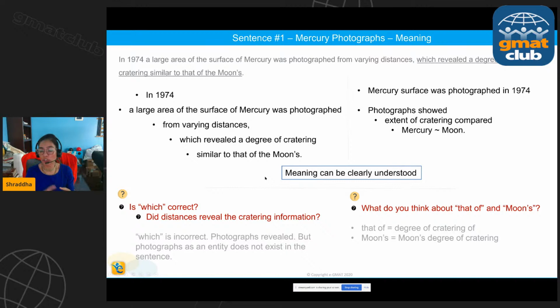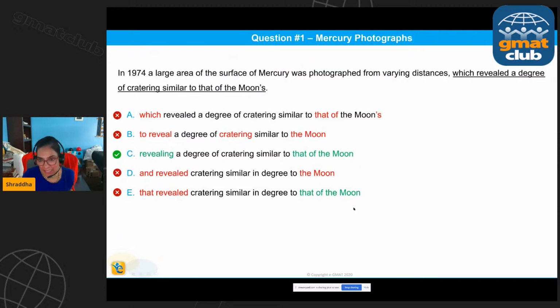So my original sentence, even if the meaning is absolutely fine, has two grammatical errors: the usage of "which" and the usage of "moons." Either we remove the "that of" or we just keep it "moon." We'll have to keep these points in mind, and then we move ahead with our answer choice analysis.